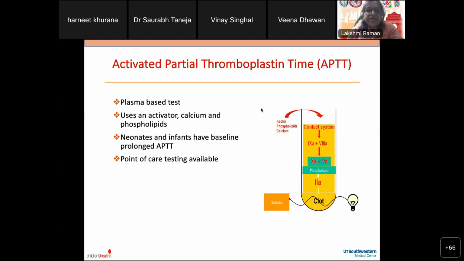What is APTT? It's activated partial thromboplastin time. It's a plasma-based test, so that is something to remember. It uses an activator, either calcium and phospholipids, and that can also vary depending on your lab. And you have to remember that neonates and infants have a baseline of prolonged APTT. That is why we always say it is a good idea to get a baseline level and then target 1.5 to 2 times your baseline. That's what we usually say. Recently, point of care testing is supposed to be available and actually very reliable as well, though I don't have personal experience of using it. Next slide, please.